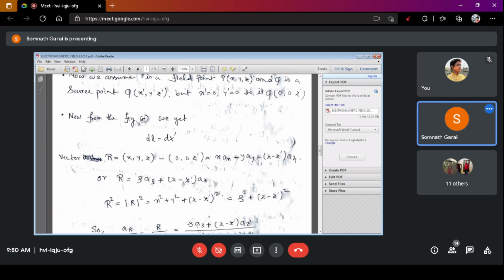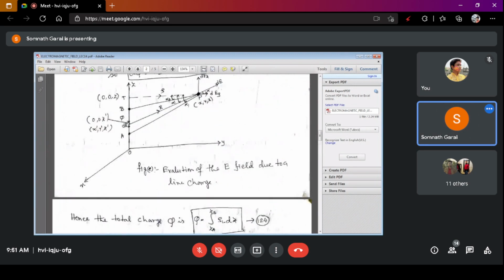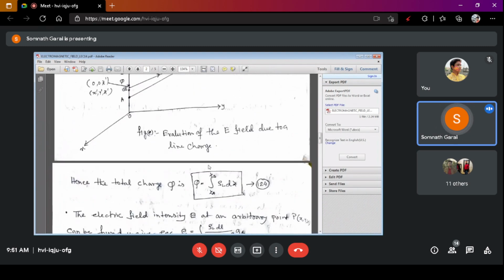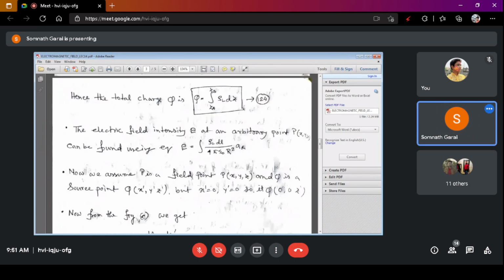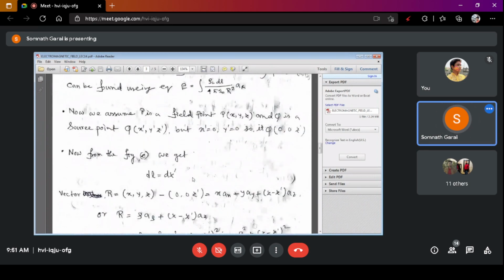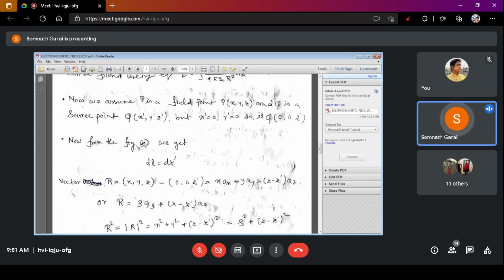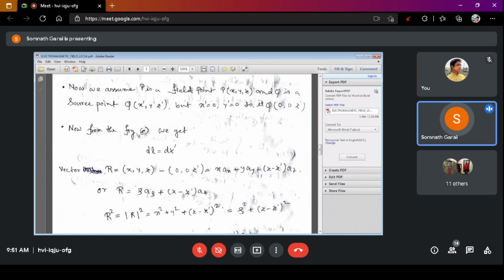Clear? Now, if we represent this vector in cylindrical coordinate, phi will be 0 because phi is constant. So the variable part, if we represent the R vector in cylindrical format, is rho into a rho plus z minus z dot into az, right?